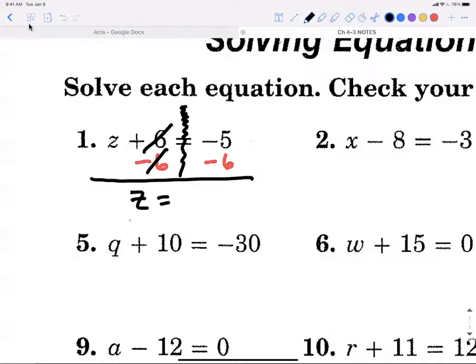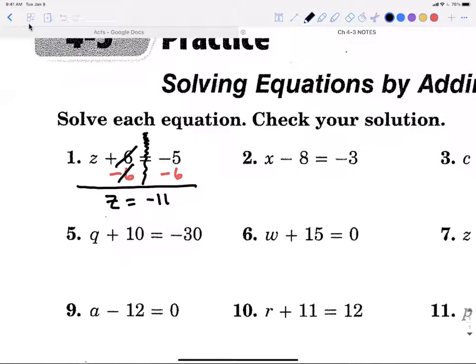Now on the right side, we've got two constants to combine: -5 minus 6. This is where adding and subtracting integers, I told you guys at the beginning, just never goes away. So you really need to get used to the rules of adding and subtracting integers. If you're at -5 and you go -6 more, you are at -11. And so z equals -11.